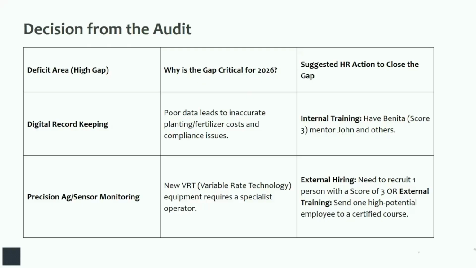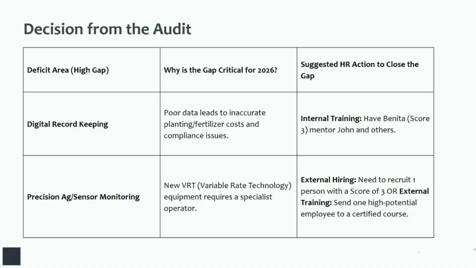That is why I said it's not necessarily employing new people. Sometimes we just need to cover up with skills. So you can just have Benita train others in the company on that record keeping and data management. Then precision agriculture or sensor monitoring.